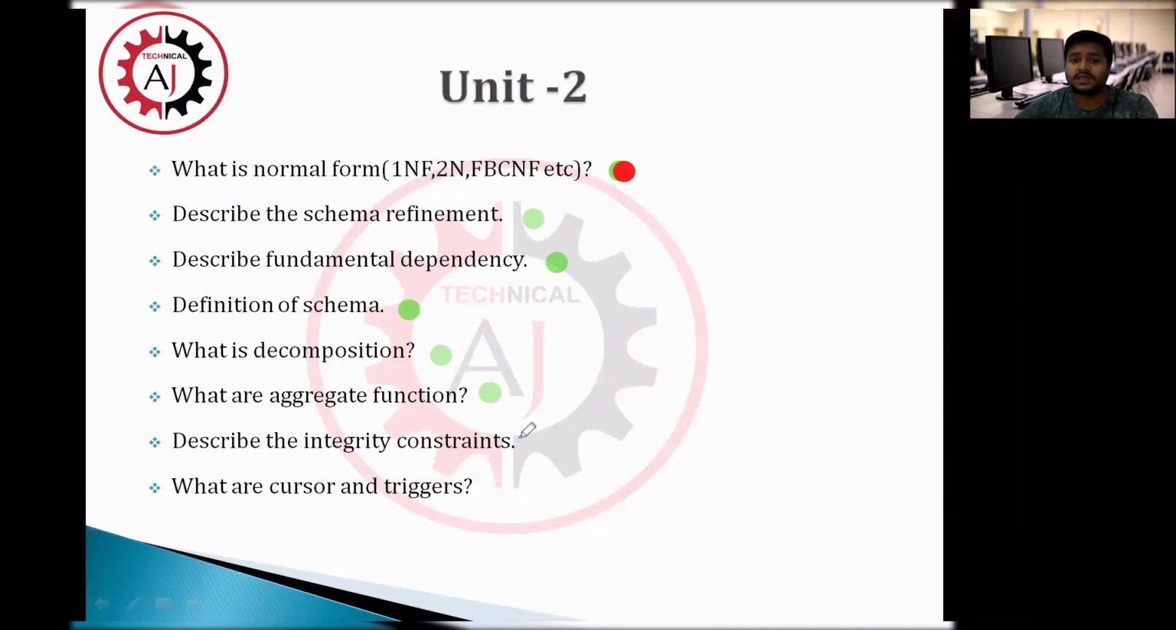Aggregate functions, integrity constraints, cursors and triggers. These are the small questions, and these are the long questions. These are the short questions. So you will read these questions.